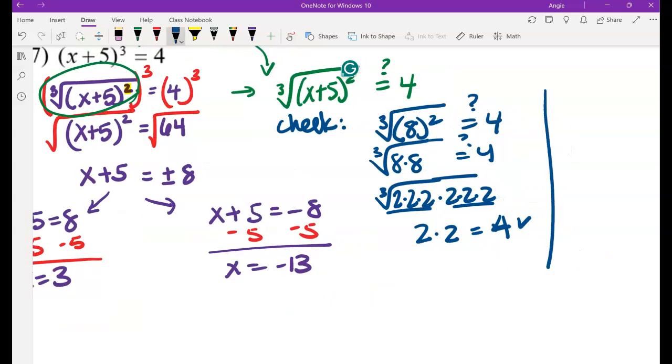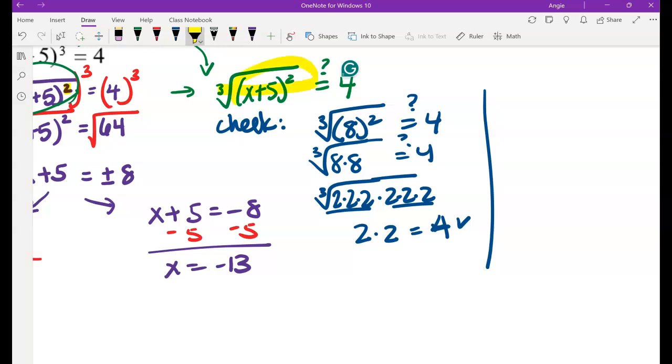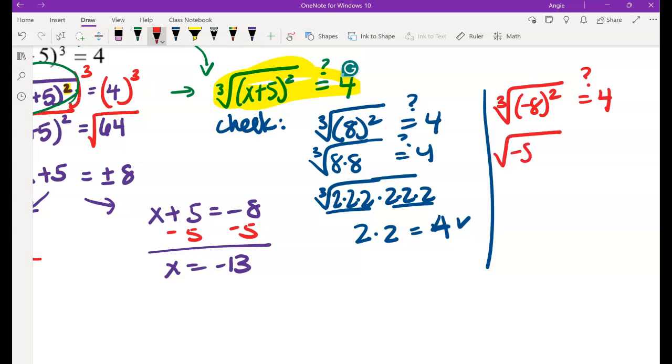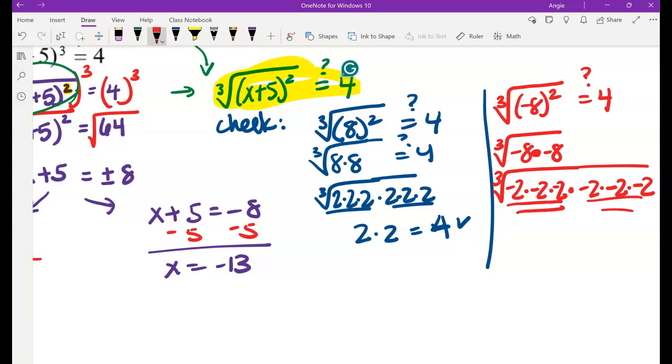Now, what happens when we have x equals negative 13? Again, plug it back in to see if it equals 4. When x equals negative 13, it's going to say the cube root of negative 13 plus 5, I'm sorry, that's going to be negative 8 in the quantity squared, equals question mark, 4. Negative 8 squared is negative 8 times negative 8, under the cube root. And negative 8 is negative 2 times negative 2 times negative 2, for each one of those. I have 2 negative 2s coming out because we have 3 sets of negative 2s on each. That is definitely equal to 4, so it looks like we can keep both.